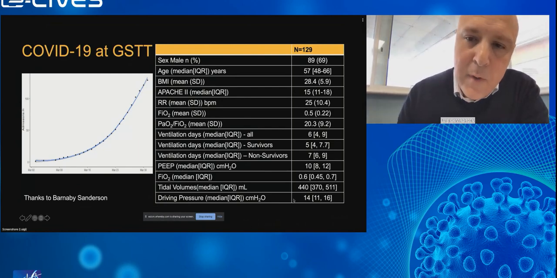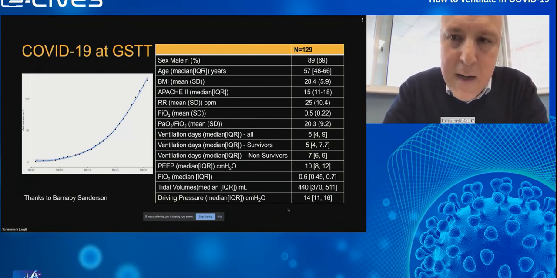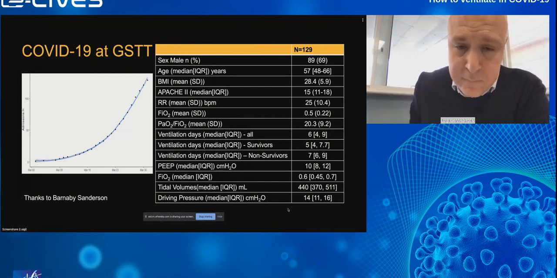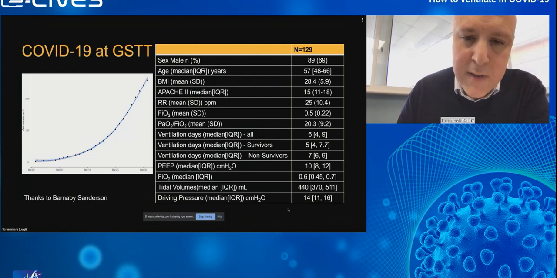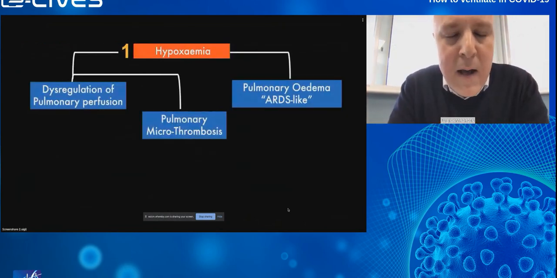Now, I'm not going to spend much time on this. This is very preliminary data just for you to see, but you can see the number of patients, the driving pressure, and the ventilator days, and mainly a moderate to severe PF ratio that is compatible with moderate to severe disease. But I think it's important to look back and think about how these patients present from a hypoxemic perspective. So the hypoxemia in these patients is mainly threefold.